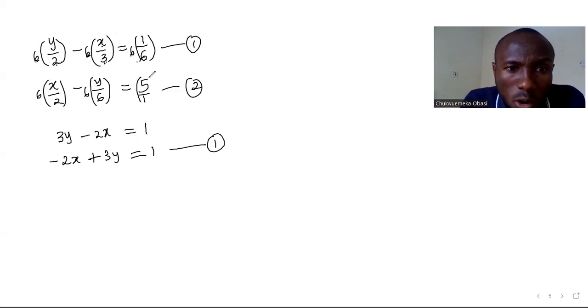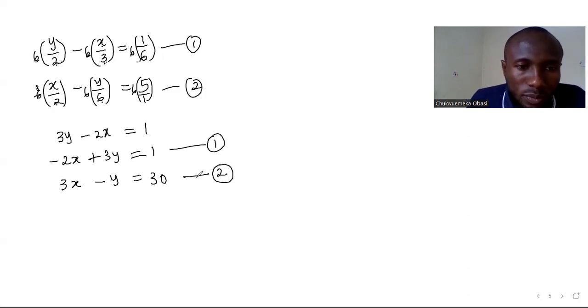I'll multiply here also by 6. Now, if this 2 divides 6, you have 3. If 3 multiplies x, you have 3x. And if 6 divides 6, you have 1. 1 times y is y, so minus y. And if 1 divides 6, you still have 6. 6 times 5 is 30. So this is what we've got for equation 2.